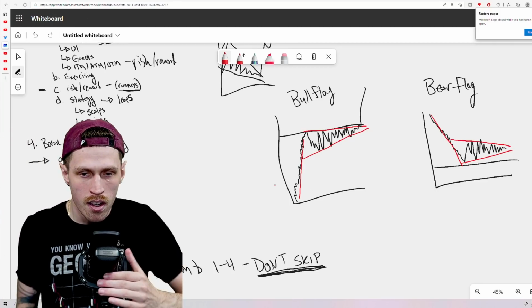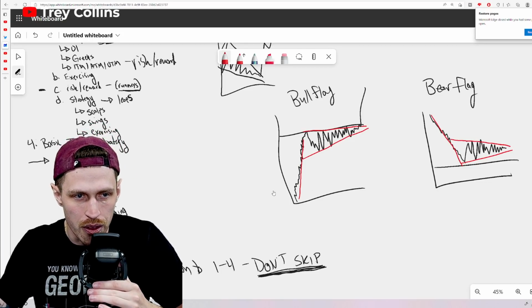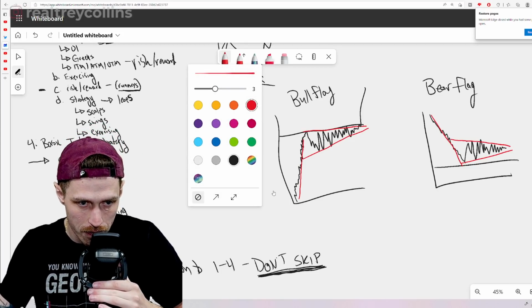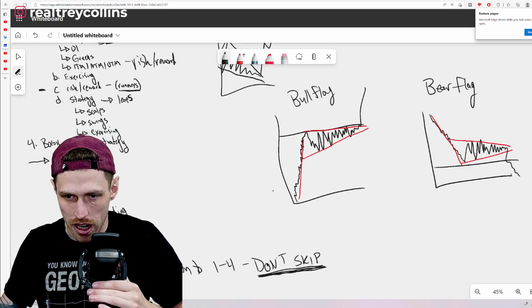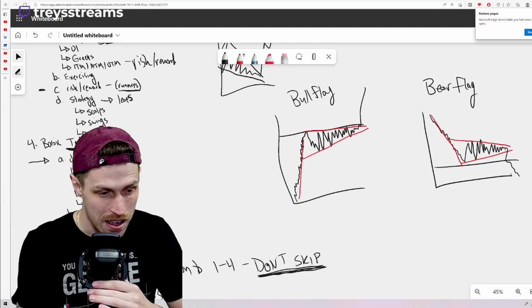There we go. And you would expect off of a break of this level of support a pretty big move to the downside as such, right? That would be a bull flag and a bear flag.